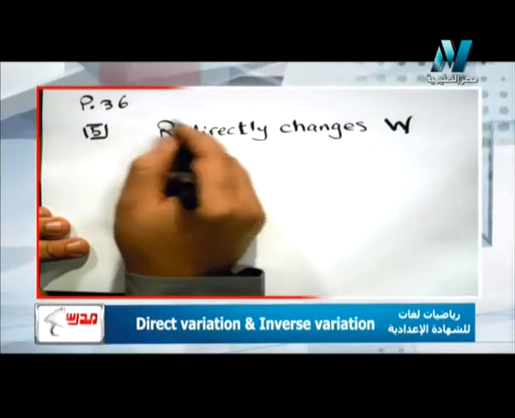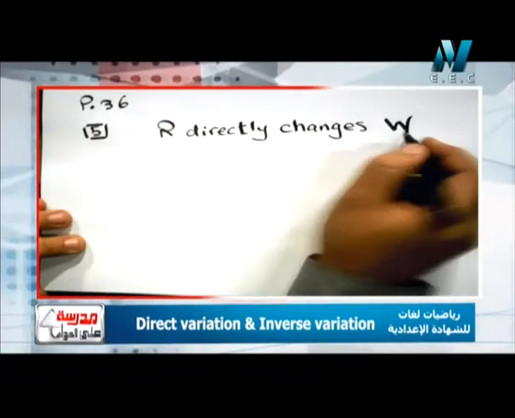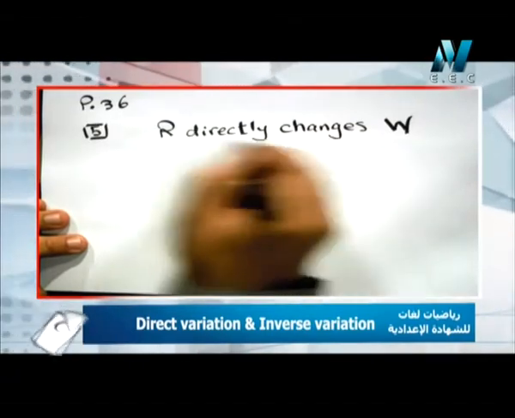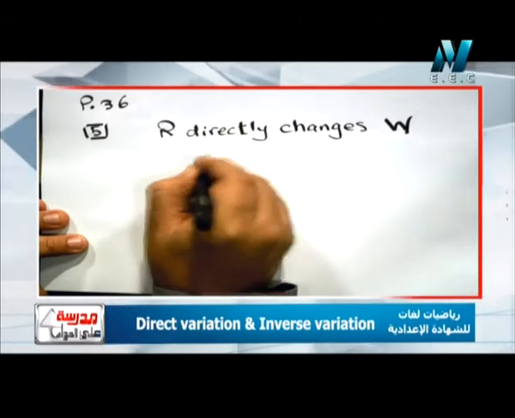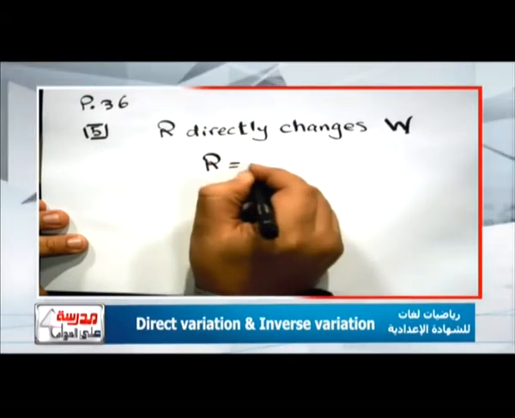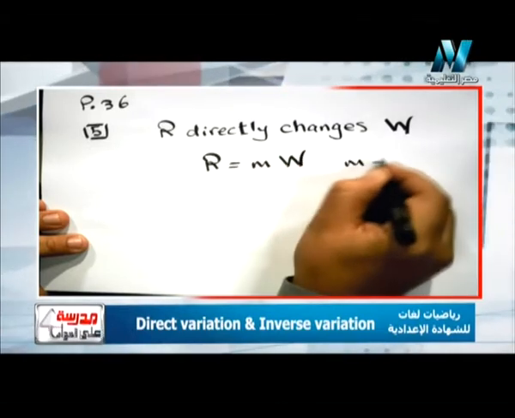The weight on Earth directly changes with the weight on the moon. Directly change, it's direct variation. So I can write that R equals M times W, where M doesn't equal 0.